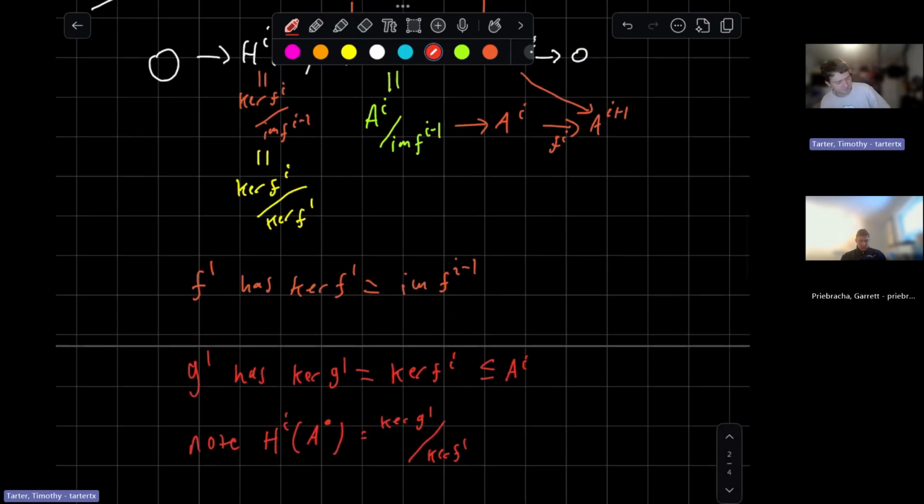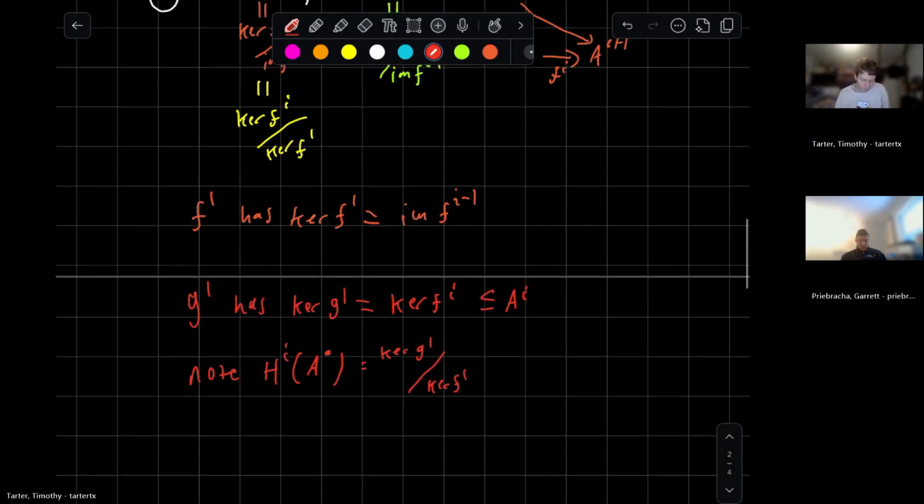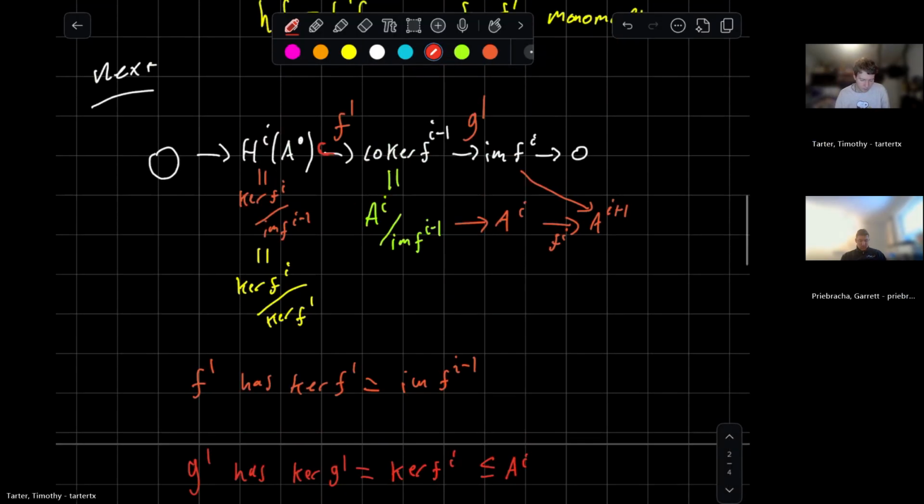That seems right to me. Where F prime and G prime are the natural inclusions in co-occurring the image of Fi. And this is kind of a natural definition of homology.